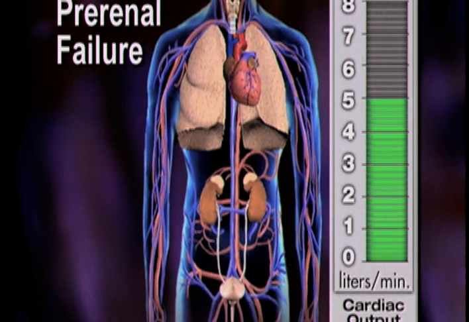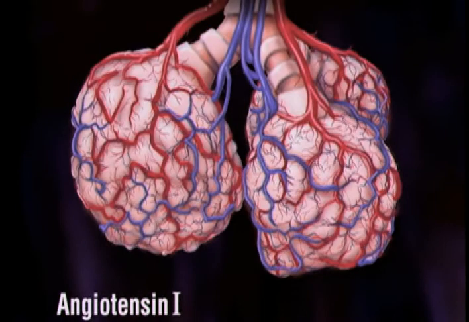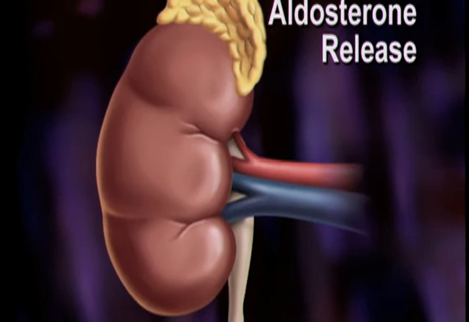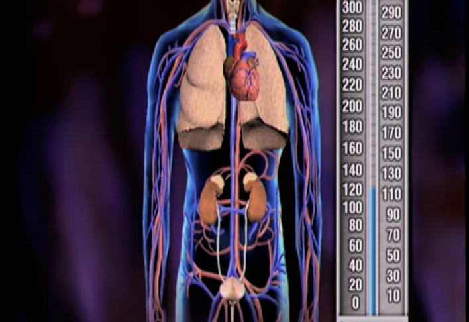In prerenal failure, blood flow to the kidneys is reduced or interrupted. This typically occurs when cardiac output falls below normal, such as in heart failure. When blood flow is reduced, the kidneys try to compensate by releasing renin. This hormone triggers the conversion of angiotensin I to angiotensin II in the lungs and kidneys, and the secretion of aldosterone from the adrenal cortex. Together, these substances constrict the arteries and raise intravascular volume, which raises the blood pressure and improves blood flow to the kidneys.